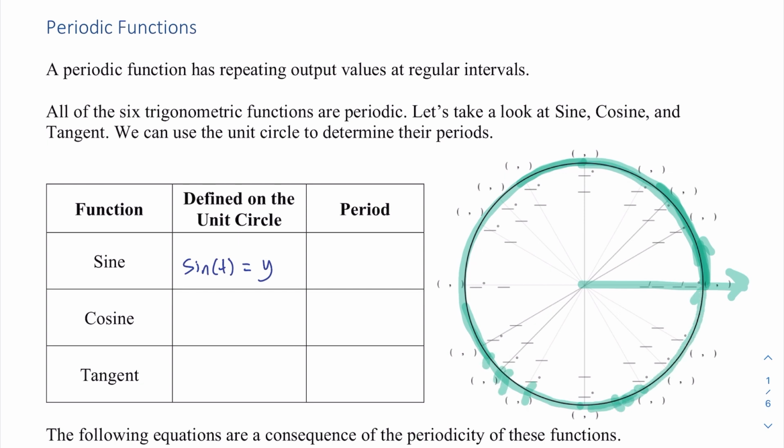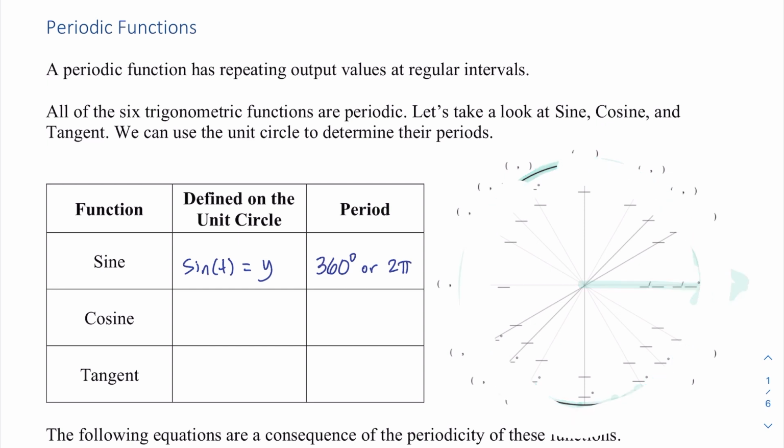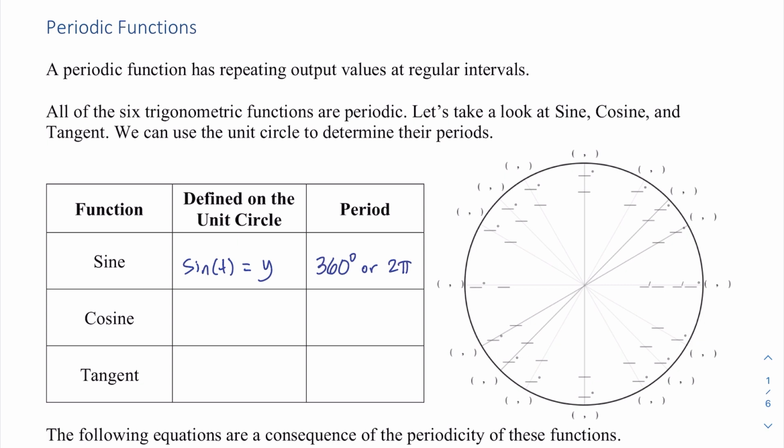So I really don't start to have the same behavior for sine until I get a full rotation, which in this case is 360 degrees or 2 pi. So the period for sine is 360 degrees or 2 pi radians. All right, let's erase that and now think about the period for cosine.